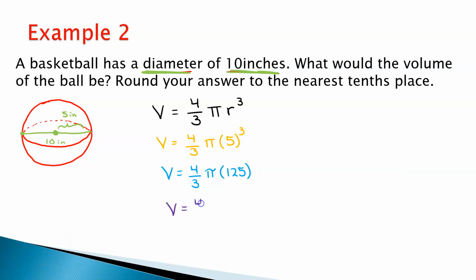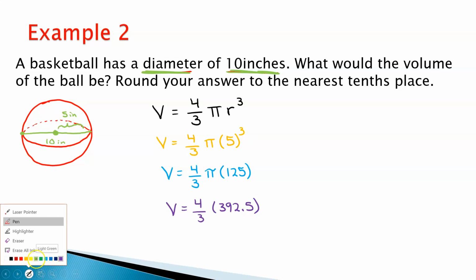Remember, make sure you're using 3.14 for pi. We're going to multiply these two things together. So what is 125 times 3.14 on my calculator? That gave me 392.5. Okay, I have one last thing that I want to do here.